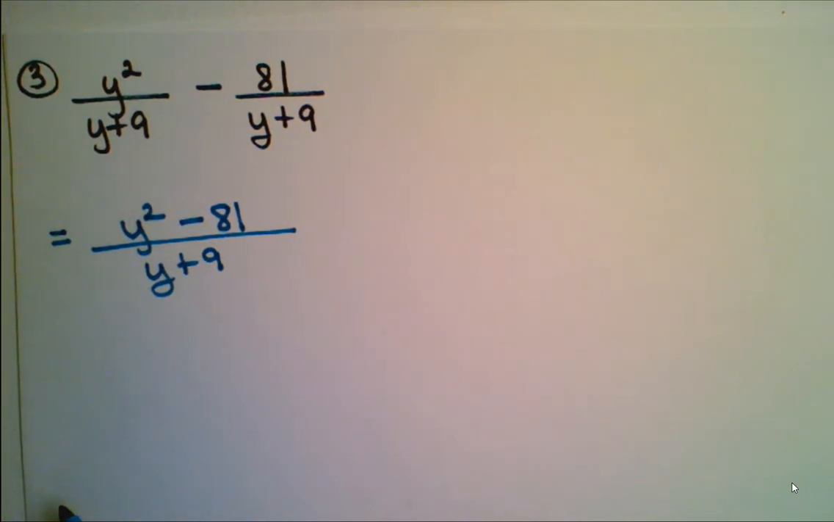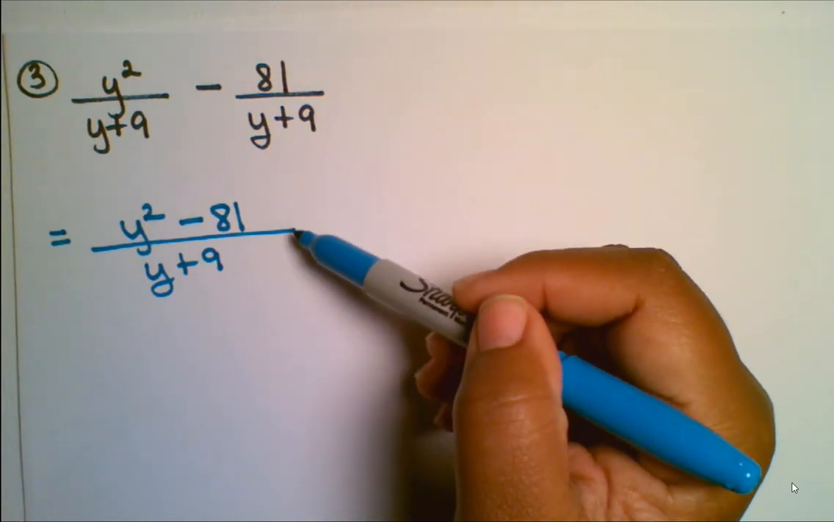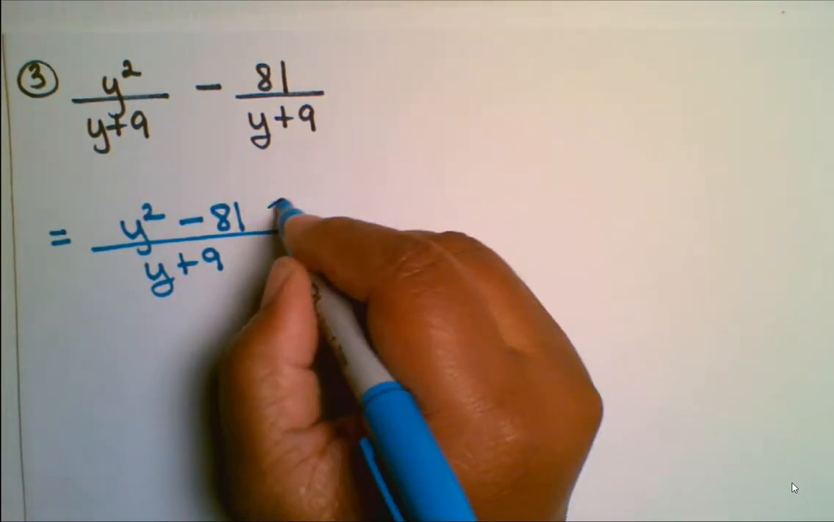So let me clarify something here. In the previous sections, in the rational expressions where we multiplied and divided and then we just reduced a rational expression, well, we factored at the beginning. But when it comes to adding and subtracting rational expressions, we're going to factor at the end. So once we use our rule for adding and subtracting fractions with the common denominator, now we're going to factor.